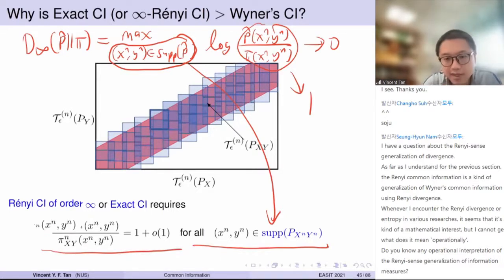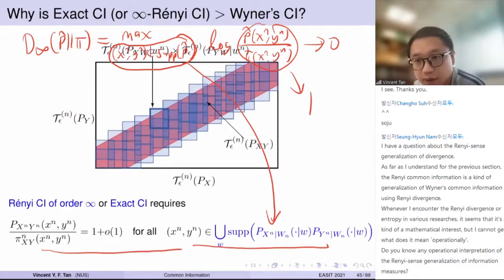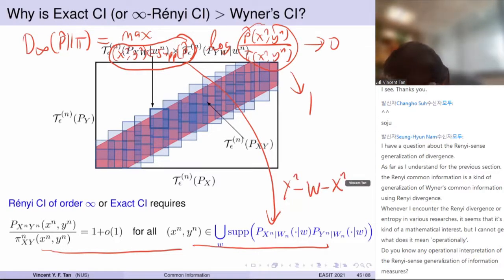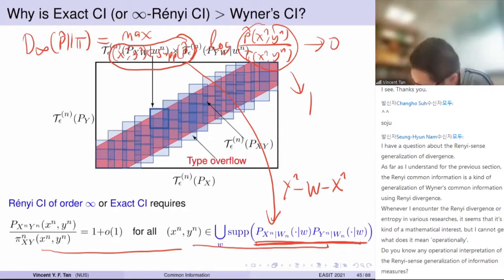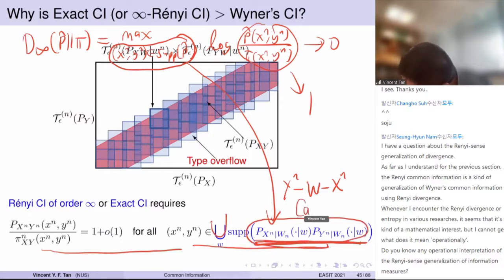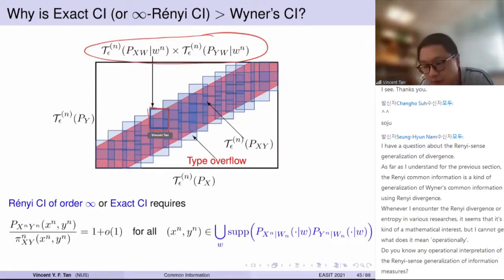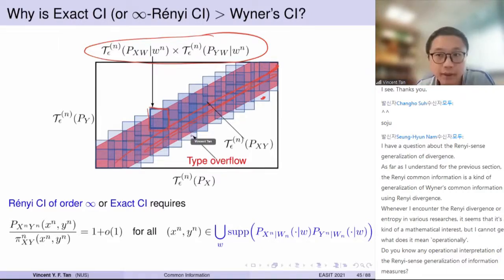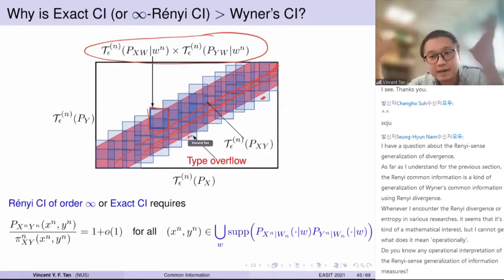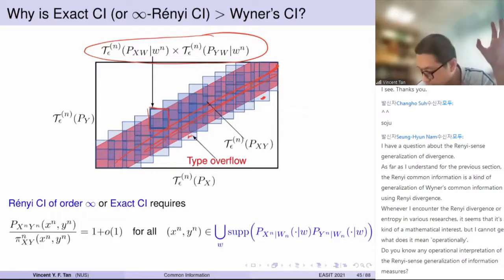But what is the meaning of the support? By the definition of infinity order common information, and particularly this Markov chain here, the support can be decomposed into a union over a bunch of Cartesian products. Each one, for a fixed W, gives one square here, another W another square, and we have many squares. But some squares have overflow here, so we call this the type overflow phenomenon. You need more space for the exact or infinity order case.